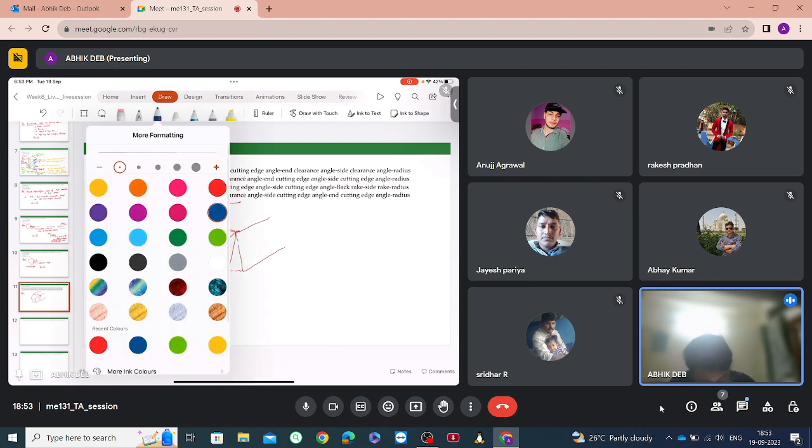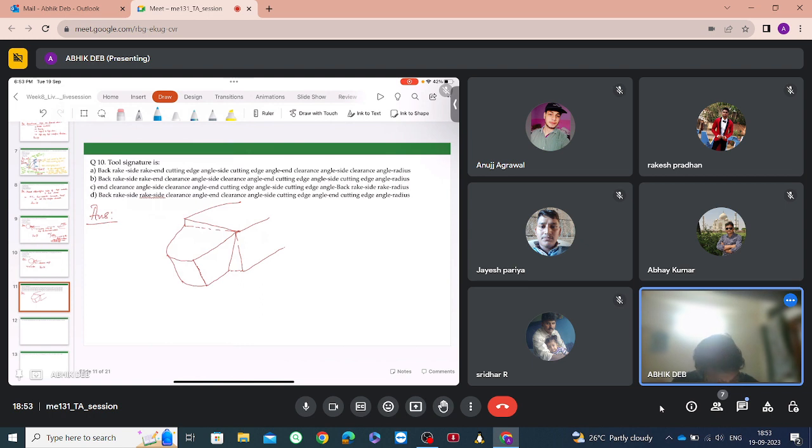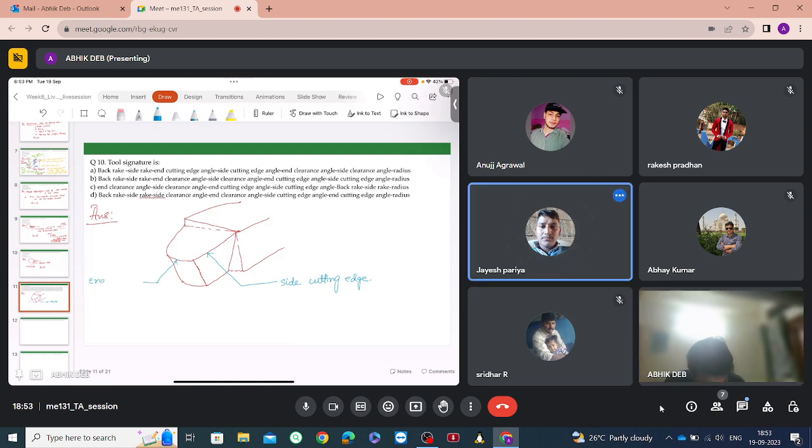Let me start pointing out so that you can see. Can you tell me which angle is this? Or let me begin with the sides. So which side is this? What is this called? Side cutting edge. This is the side cutting edge, not the angle I am referring to. We are starting with the edges, and which one will be this? This is the end cutting edge. Yes, end cutting edge.